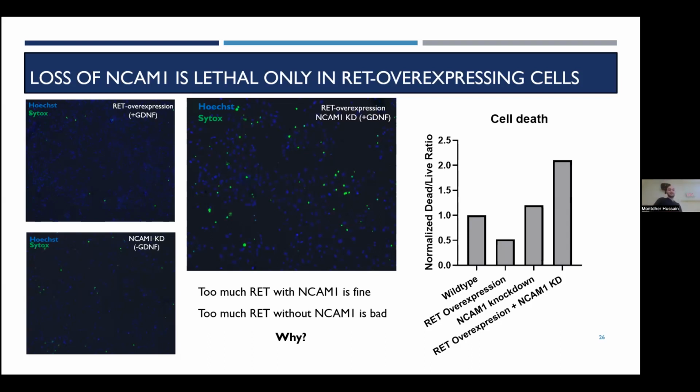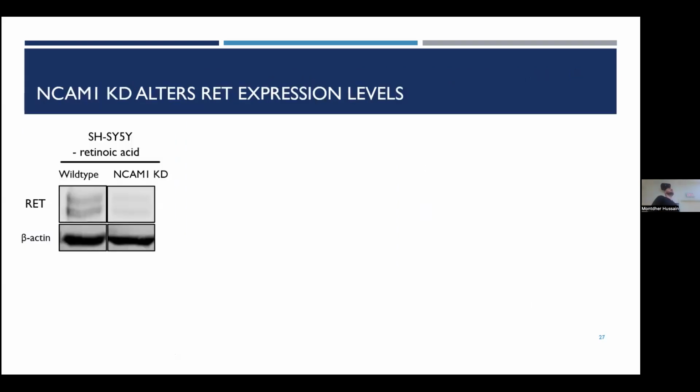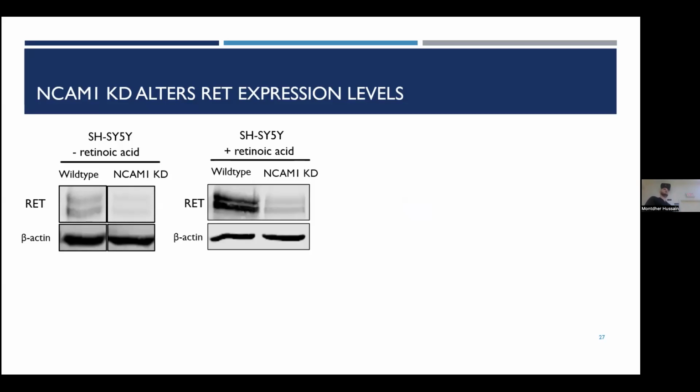To investigate this, I first looked at hints in protein levels. I assessed first whether NCAM1 is able to modulate RET expression levels. We can see that following NCAM1 knockdown, we do see a reduction in total RET protein levels within the cell. Even when we overexpress RET using retinoic acid, there's a massive increase in our wild-type cells. However, we still have a lot less in our NCAM1 knockdown cells.